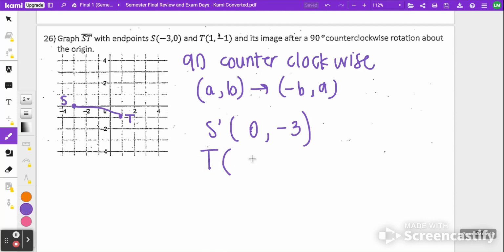And then T, if we switch those around, the 1 would come in the front, and the -1 would go in the back, and we would change -1 to a positive 1. So T prime would then be at positive 1, comma 1. If we rotate 90 degrees counterclockwise, that just means from where T is right now to its new point, I'm making a 90-degree turn in the opposite direction that a clock runs, which is why I'm going to get to positive 1, comma 1. 0, -3 would end up down 3. So here's S prime, and here is T prime. And then we just connect our points, okay?